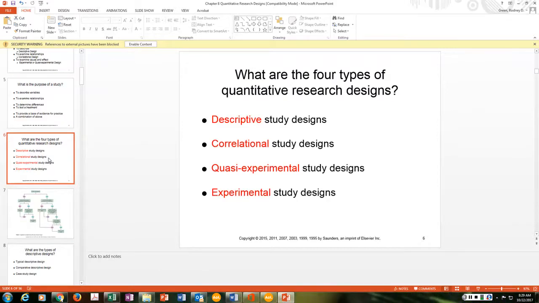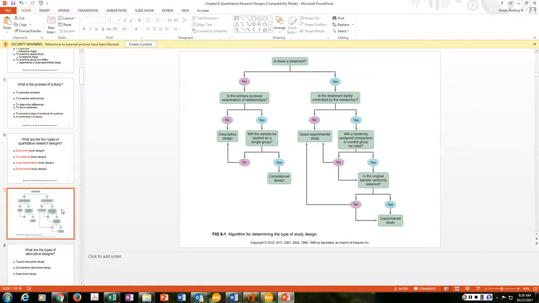These are the four types of quantitative research designs, where we're measuring something: descriptive study designs, correlational study designs, quasi-experimental study designs, and experimental study designs. Figure 8-1 is an algorithm for determining the type of study design.